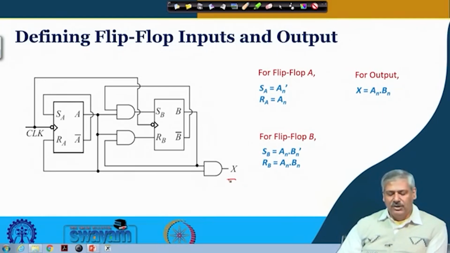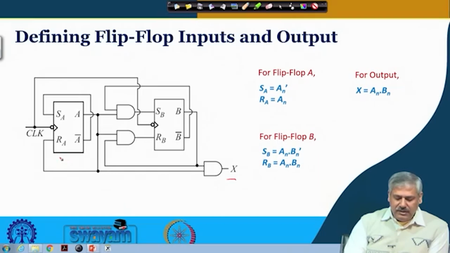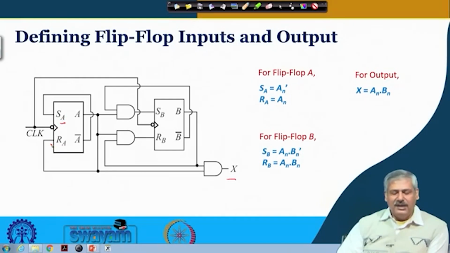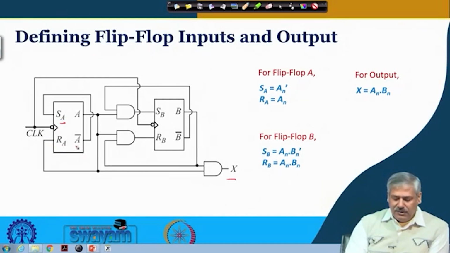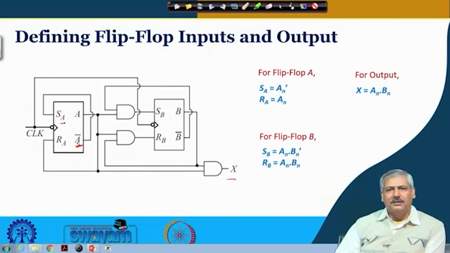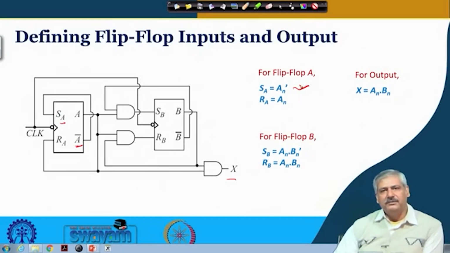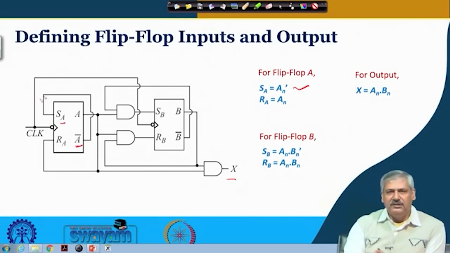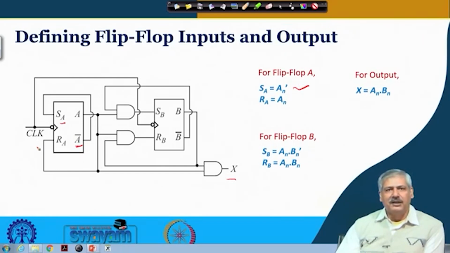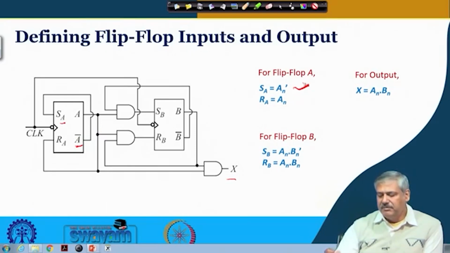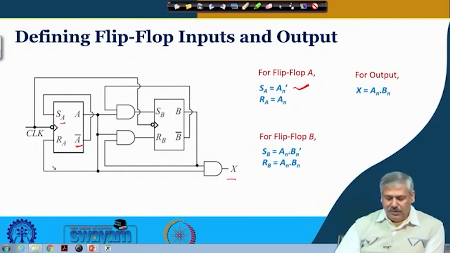So, we see what is happening for the SA input. If you look at the SA input, this is nothing but whatever you see here, A. That A, the current state value, is fed back and presented as SA. Is it fine? You can figure it out. That is the analysis part. You have to look at the circuit diagram and from that you can figure it out. So, SA is A bar. What about RA?